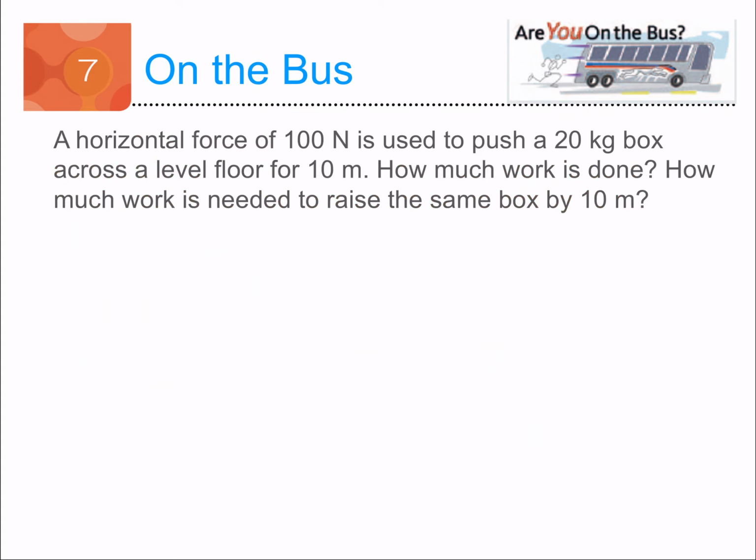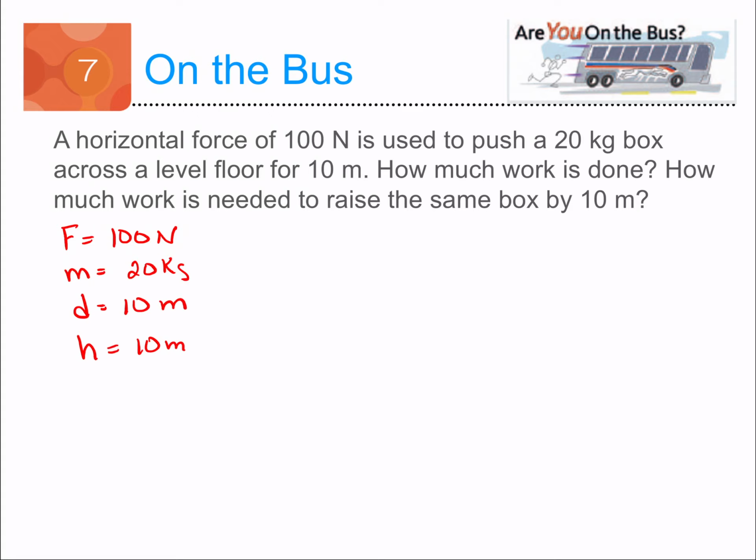Okay, a horizontal force of 100 newtons is used to push a 20 kilogram box across a level floor for 10 meters. So we have our force is 100 newtons. We have our mass is 20 kilograms. We are given our distance is 10 meters. How much work is done, and how much work is needed to raise the same box by 10 meters? So h is 10 meters.